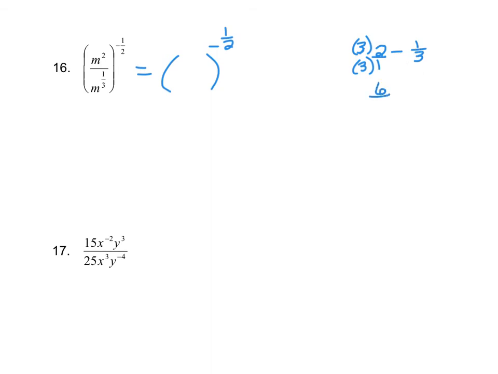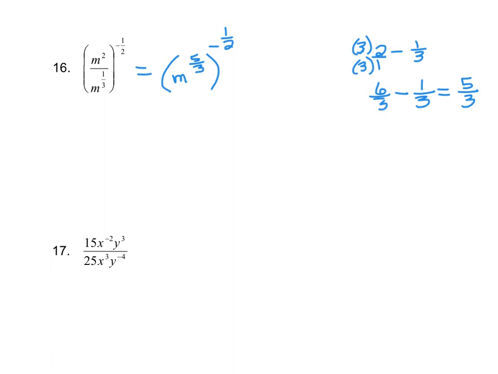So 6 over 3 minus 1 over 3. All right, and then if we combine those, 6 minus 1 is 5, and we keep the common denominator, so 5/3. Okay, so I'm going to rewrite this as m to the 5/3 power.